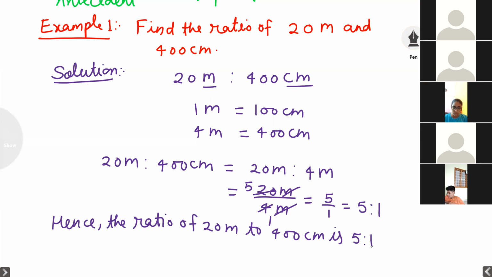Here we have done simplification. The question was 20 by 4. I have simplified it, and that has come to 5:1. If they give the question as find the ratio or write in the simplest form, don't get confused. First write the ratio, then simplify, that is called simplest form.